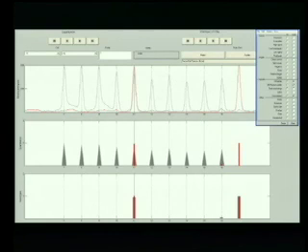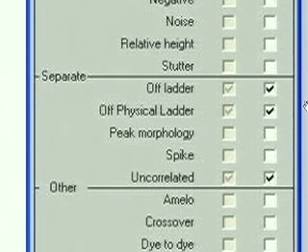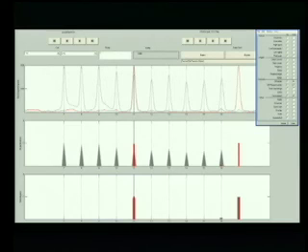In True Allele System 2, you'll see that the rules that have fired here are off ladder, off physical ladder, and uncorrelated. The off-ladder rule and the off-physical ladder rules indicate that an allele is outside the largest rung of the allelic ladder. Uncorrelated indicates that the anodal shift of one allele does not correlate with the cathodal shift of the other allele in this locus. Whereas 3 rules fired, the software accurately called D5S818 an 11 greater than 16.